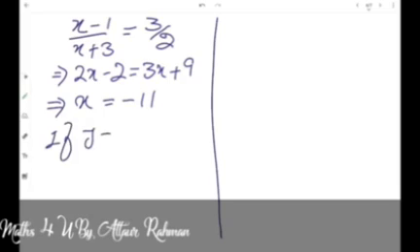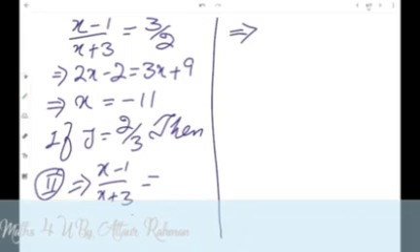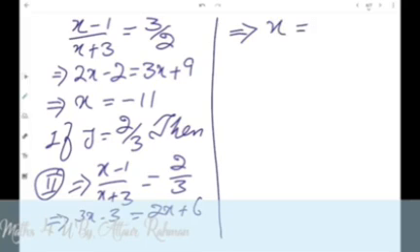Now substituting y is equal to 2 upon 3 in equation number 2 to get the other value of x, that is (x minus 1) upon (x plus 3) will equal 2 upon 3. Now again, by cross multiplying, we will get the value of x, that is 3 times (x minus 1) is equal to 2 times (x plus 3), and this clearly gives the value of x. x is equal to what? Just tell me, x is equal to, yes, of course, that is 9.